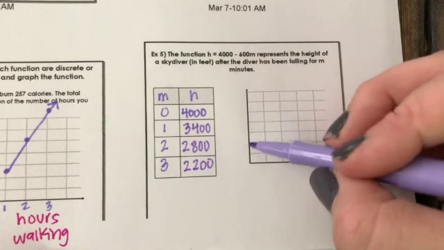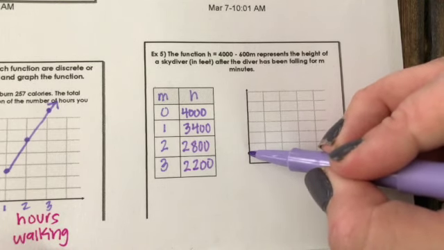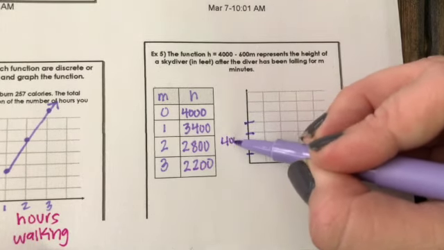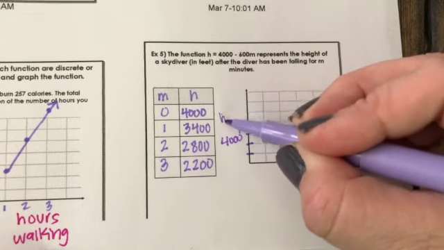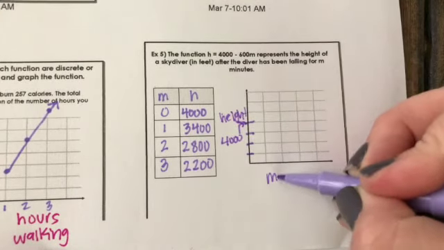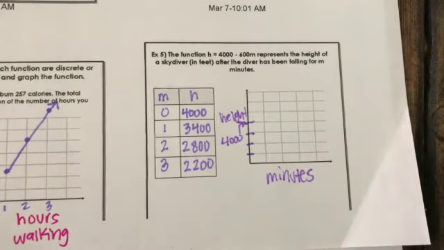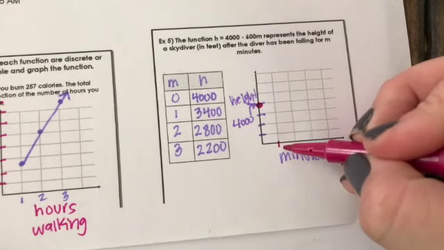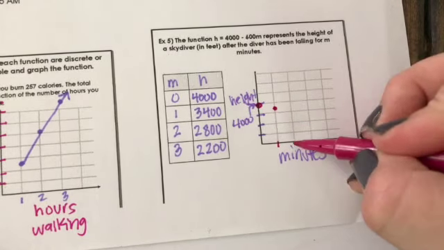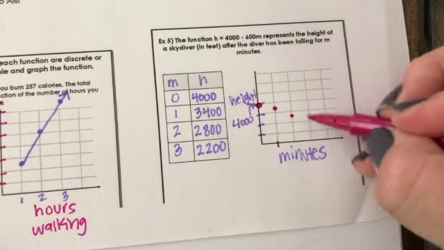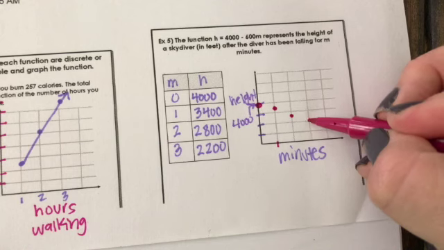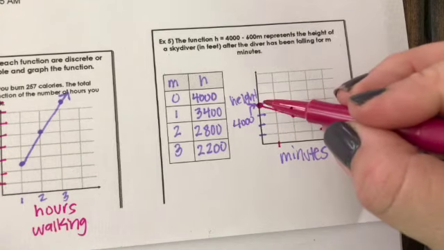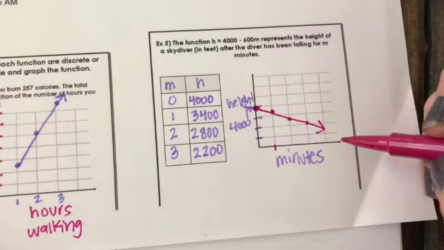Okay, so I'm going to go ahead and start mine. Let's see. I'm going to do 1,000, 2,000, 3,000, 4,000. Whoops, I should have put height and minutes. Okay, so at minute 0, he is starting at 4,000 feet, right? After 1 minute, we said he was at 3,400. After 2 minutes, he was at 2,800. After 3 minutes, he was at 2,200. And it's going to be a solid line. And notice it's going down because his height is actually decreasing, right? The longer time goes on, the lower he gets.